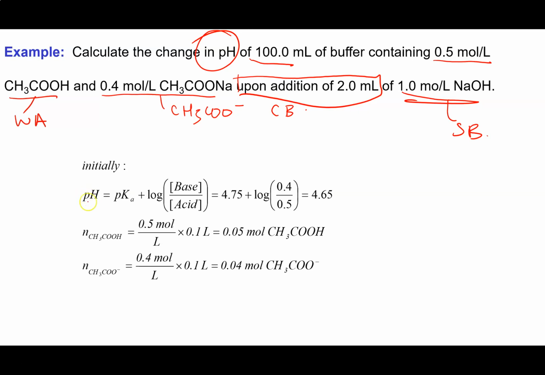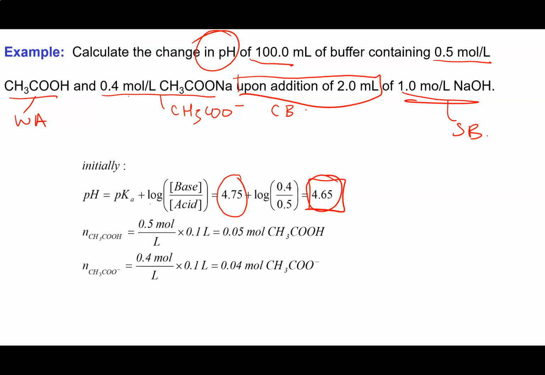So initially, the pH is equal to the pKa plus log of the base concentration over the acid concentration. And when I look up in tables, I find that the pKa of acetic acid is 4.75, and then I've got to add to that log to the base 10 of my base concentration, which was 0.4, over my acid concentration, which was 0.5, so it's 4.65 is where I'm beginning.